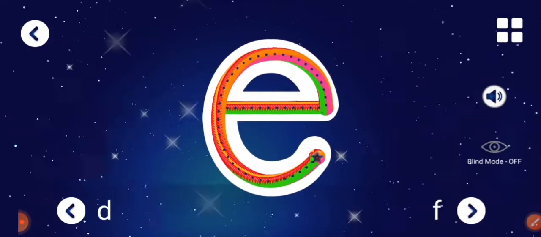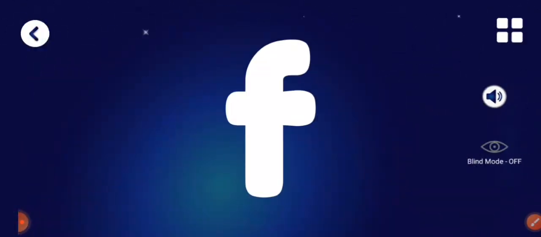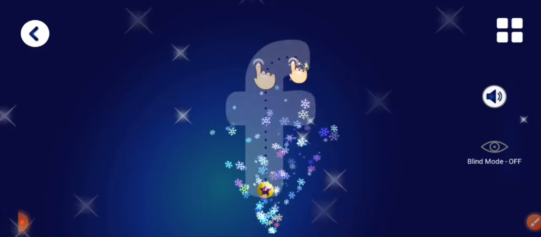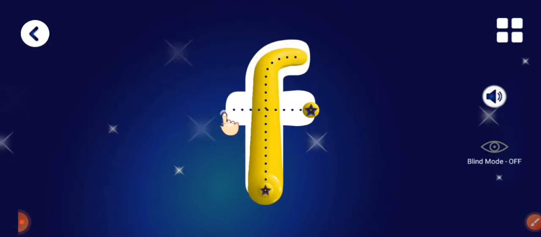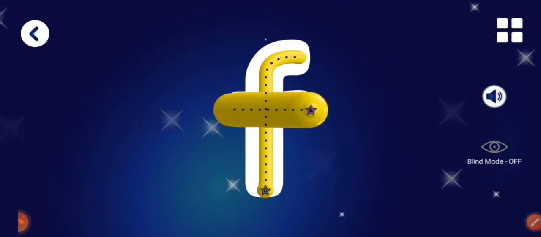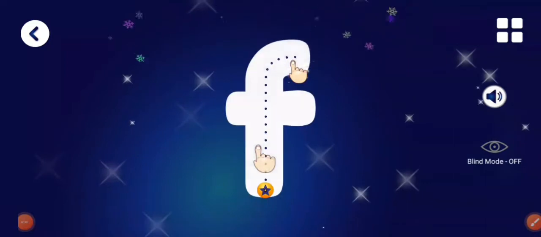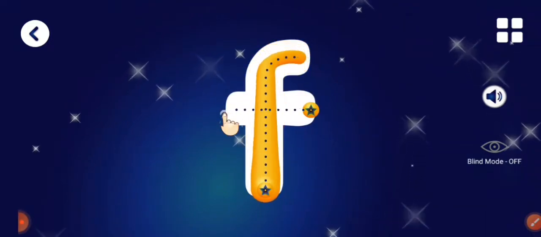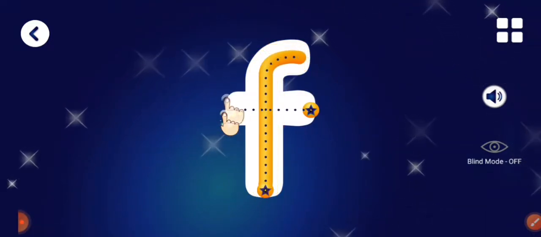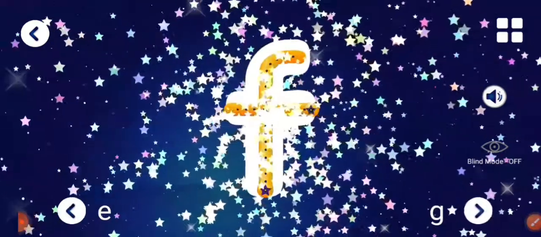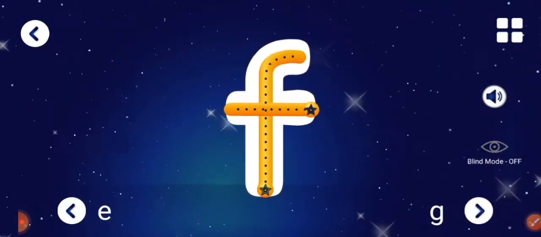Okay. Next letter is F letter. So how to write the F letter? See. From the top you have to trace the standing line, then the sleeping line. Learn F letter. How to write it? F. See, from the top you have to trace the standing line. Then sleeping line. F. So like this you have to practice F letter.